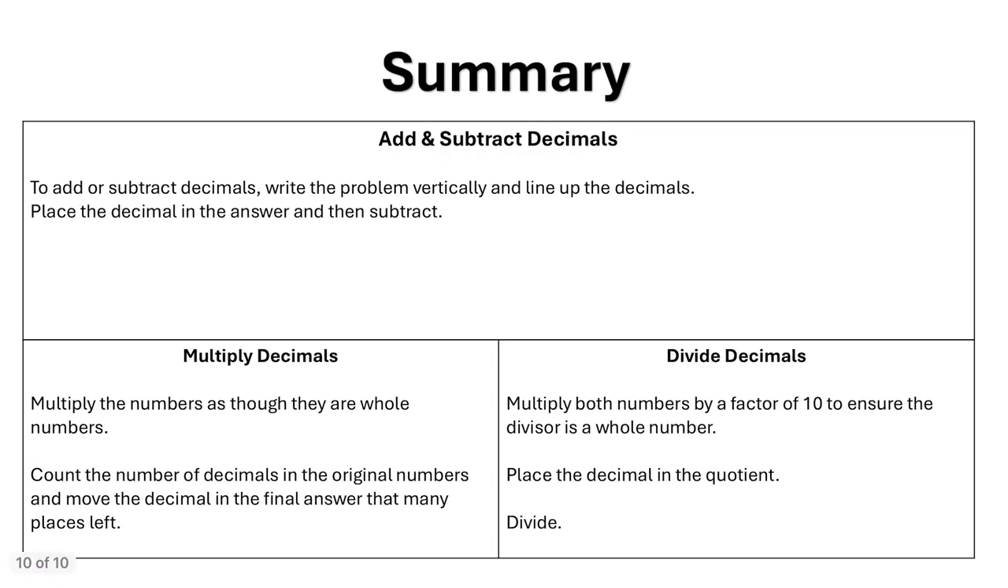Okay, so remember, when you add and subtract decimals, you're going to write the problem vertically, line up the decimals, place the decimal in the answer, and then add or subtract. When you multiply, you're going to multiply as though they're whole numbers, and then count the number of decimals in the original numbers and move the decimal in the final answer that many places left. When you divide decimals, you're going to multiply both numbers by a factor of 10 to ensure the divisor is a whole number, place the decimal in the quotient, and then divide.